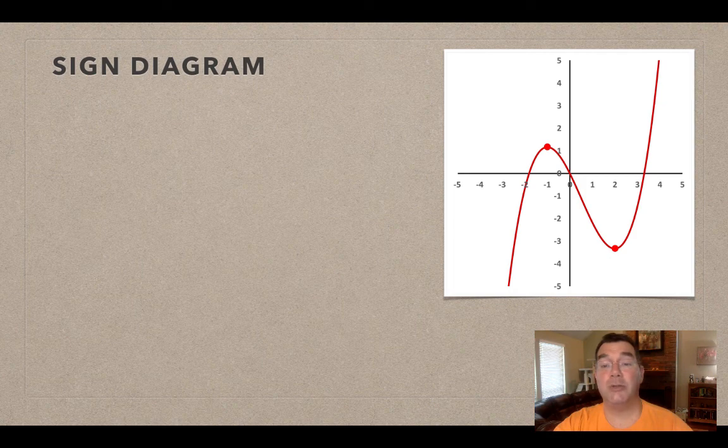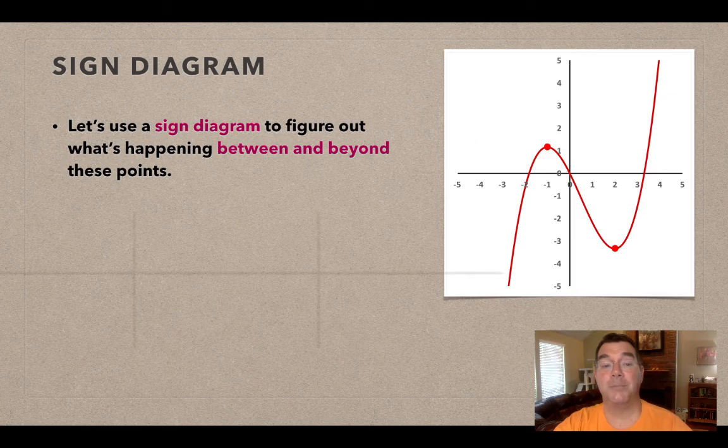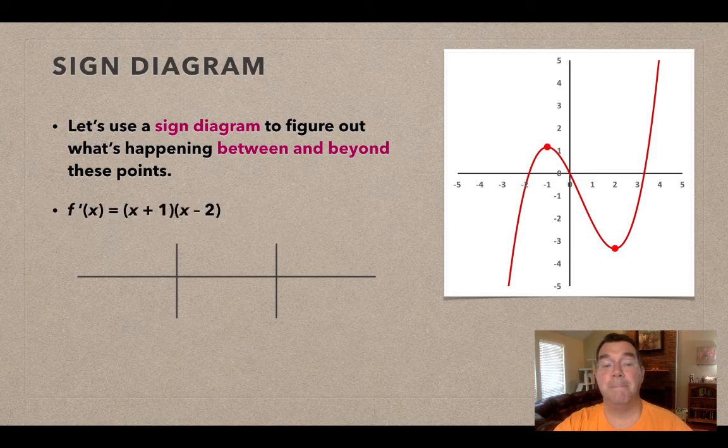All right, so what I'm going to do to figure out where it's increasing and where it's decreasing is create a sign diagram. Okay, so here's what it looks like. Because there are two x's where the derivative is equal to 0, I need to create three sections on this sign diagram because my breaking points in the number line are at -1 and +2. So I need to consider three sets of x's. Okay, there are the x's that are less than -1, there are the x's that are between -1 and +2, and then there are the x's that are bigger than 2. All right, and I want to know what's happening with the derivative in each of those sections.